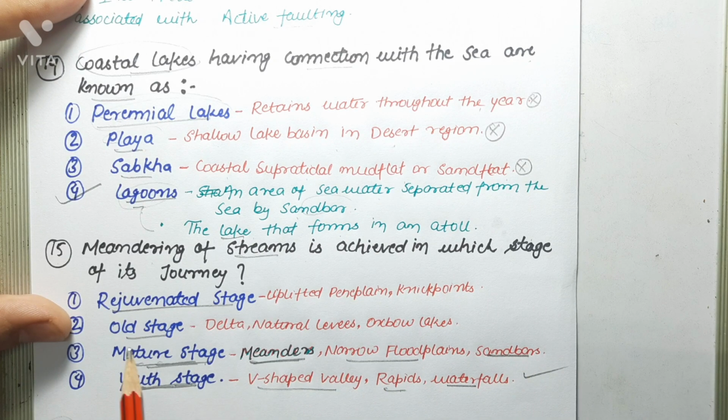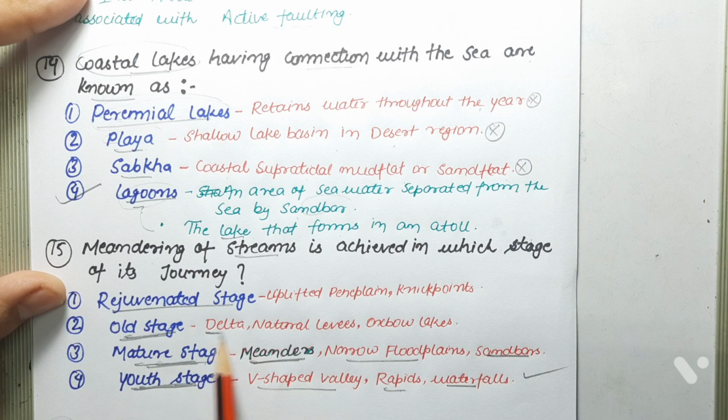In case of old stage, deposition dominates, and because of deposition dominance, there is formation of delta, natural levee, and oxbow lake. Meanders are less prominent in old stage, though present.